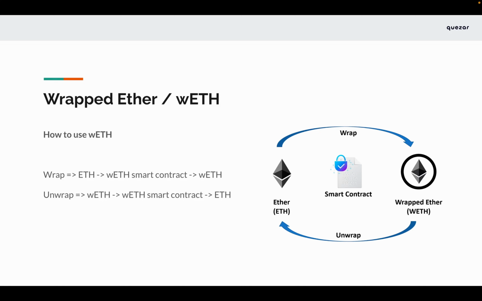Using wrapped Ether is also very simple. To wrap your Ether, you send it to the wrapped Ether smart contract and it will mint an equivalent amount of wrapped Ether for you. To unwrap your wrapped Ether, you'll send the wrapped Ether to the smart contract and it will send an equivalent amount of Ethereum to your account.